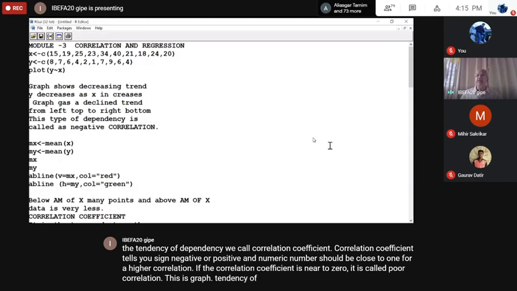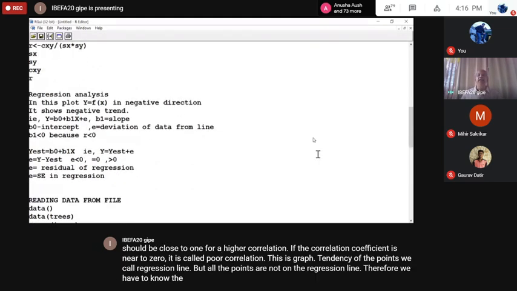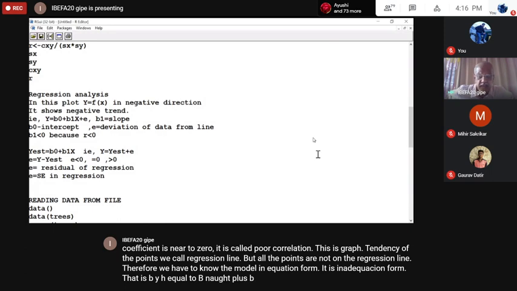The tendency of the points we call the regression line. But all the points are not on the regression line. Therefore, we have to know the model in equation form. It is in an equation form, that is y = b0 + b1x + e. b1 is the slope, b0 is the intercept.